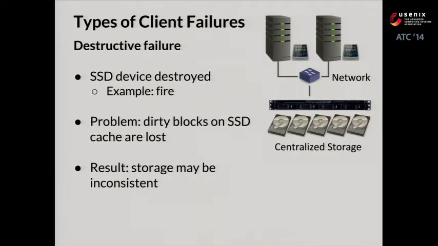The first type of client failures occurs when an SSD on the client side fails permanently, leading to the loss of all data stored on it, which we call a destructive failure. This can happen, for example, due to fire. The problem for write-back caching with this type of failure is that dirty blocks on the SSD device are lost permanently, potentially leading to storage inconsistency.